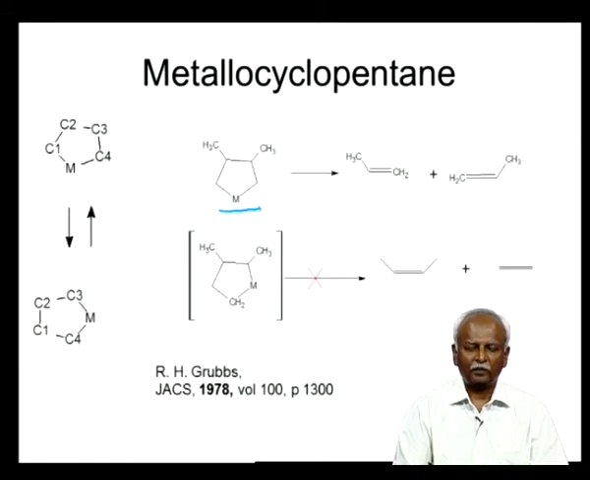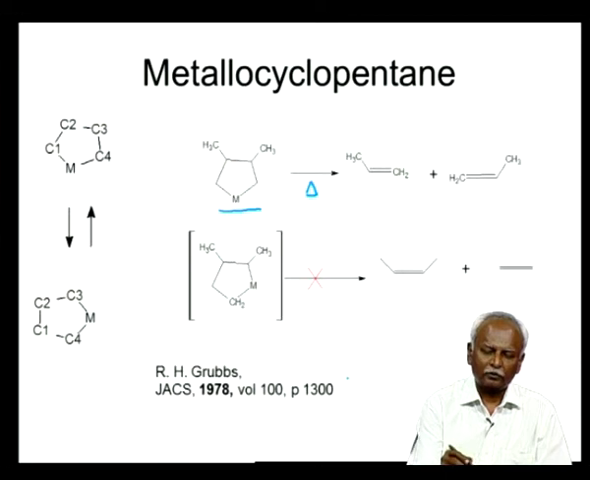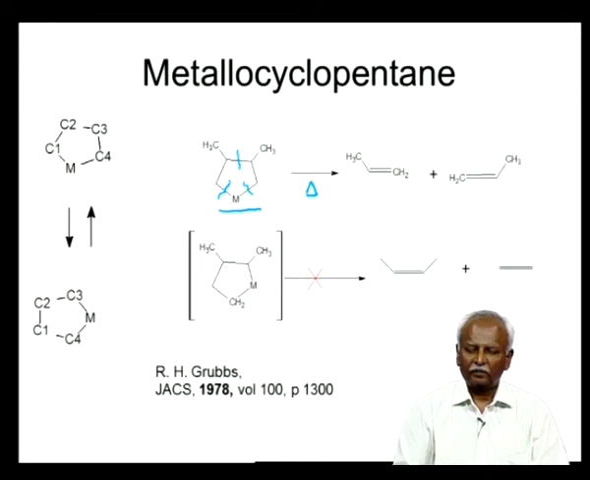This is the metallacyclopentane he made using MX2 and 2 alkyl lithiums, 1,4-dilithiobutane. So, that gives you the metallacyclopentane. If you heat this reaction mixture, you end up with a formation of 2 olefins, and that seems to be formed by breakage of these 2 bonds. And then you get this particular product.